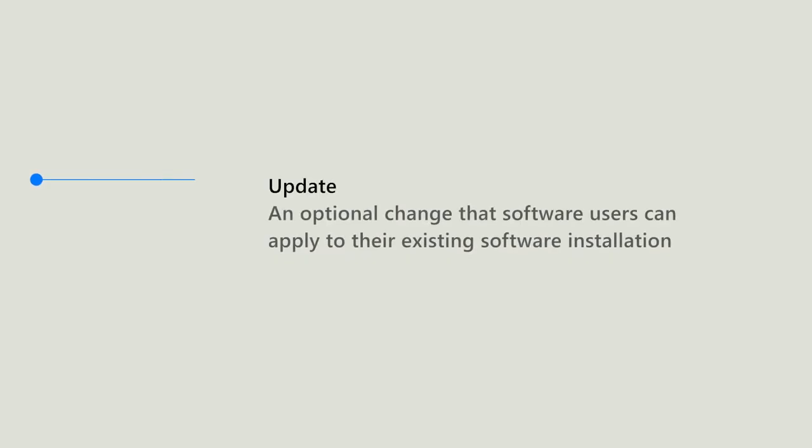Fundamentally, an update is an optional change that software users can apply to their existing software installation. These could add new features, or they could be added protection measures for your system. In this video, you'll explore the significance of software updates and why they are crucial for security.